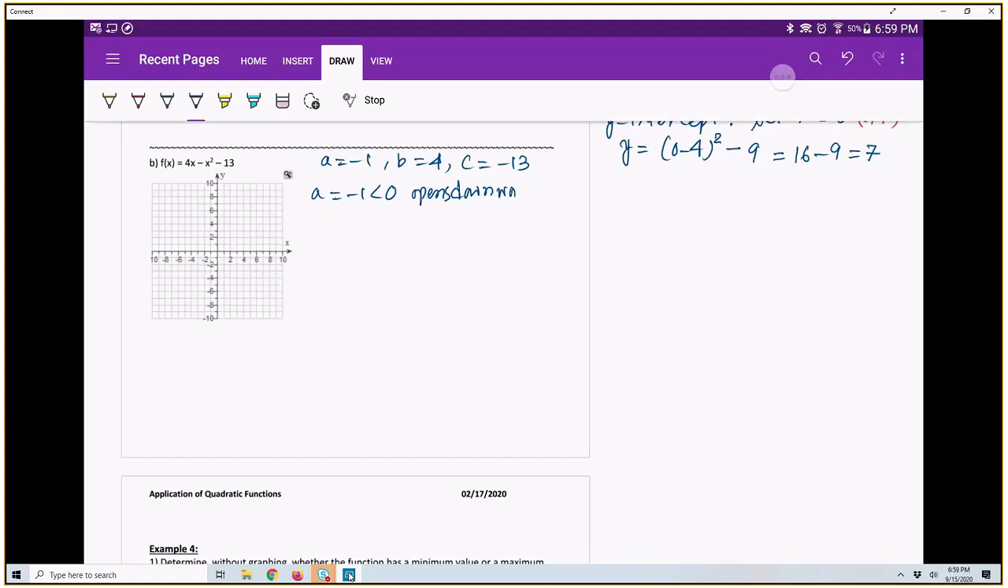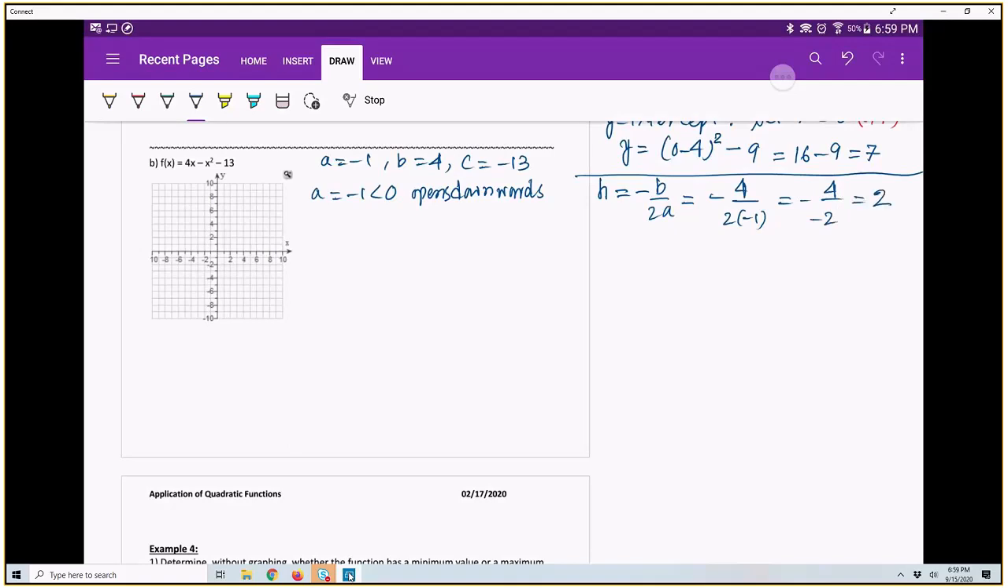And now we're going to find the vertex. So the x coordinate of the vertex being minus b over 2a, that's the formula. So I'm going to get minus 4 over 2 times negative 1. So this is minus 4 over minus 2. Minus minus cancels, I get 2.